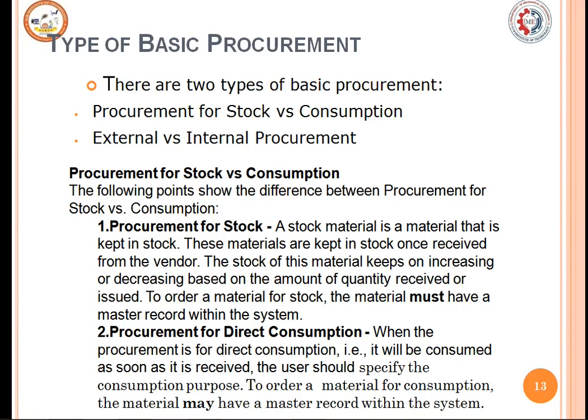So procurement for direct consumption. When the procurement is for direct consumption, it should specify the consumption purpose. To order a material for consumption, you must have a master record within the system, so that with the master record, you'll be able to go with the procurement. And you see what is direct consumption, what is indirect consumption. So based on that, you are going to decide.